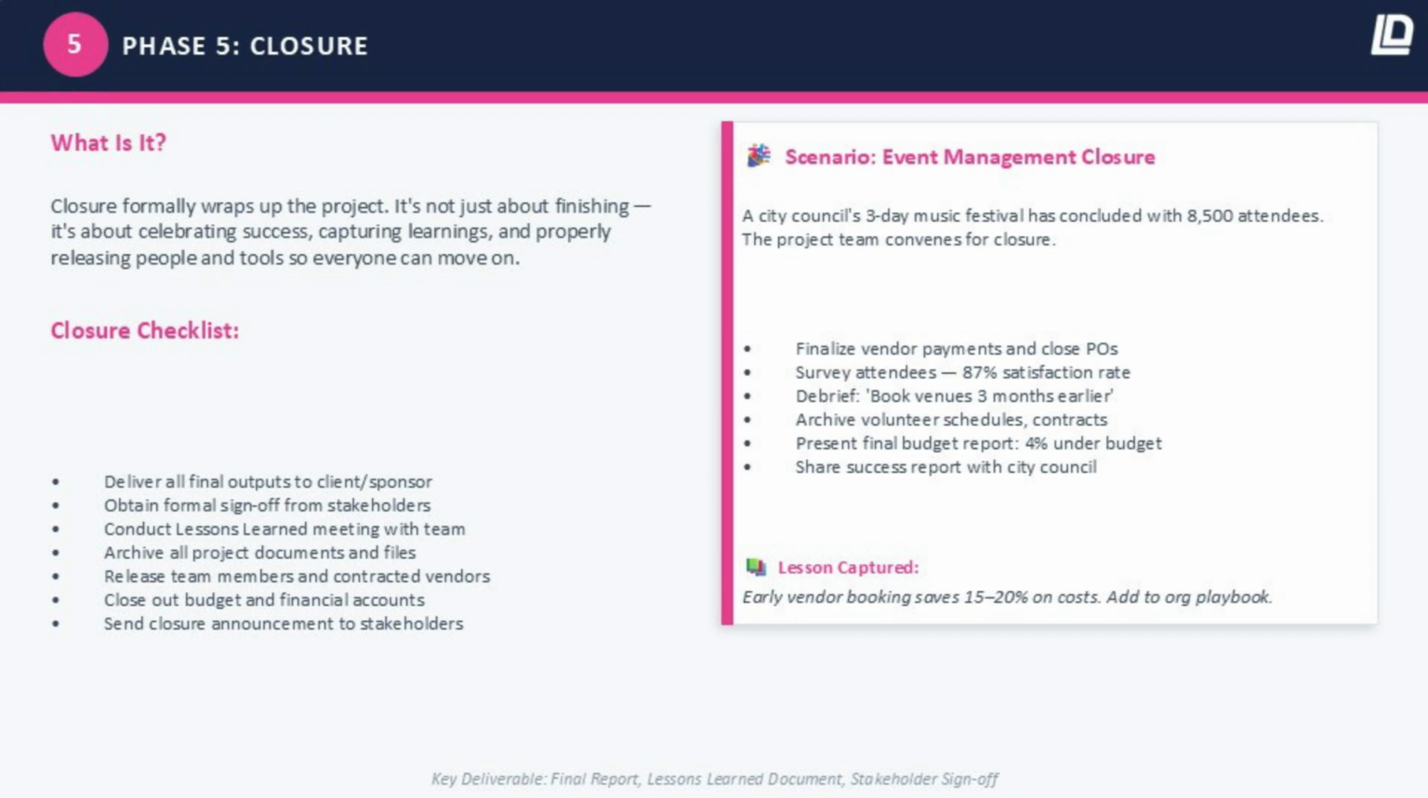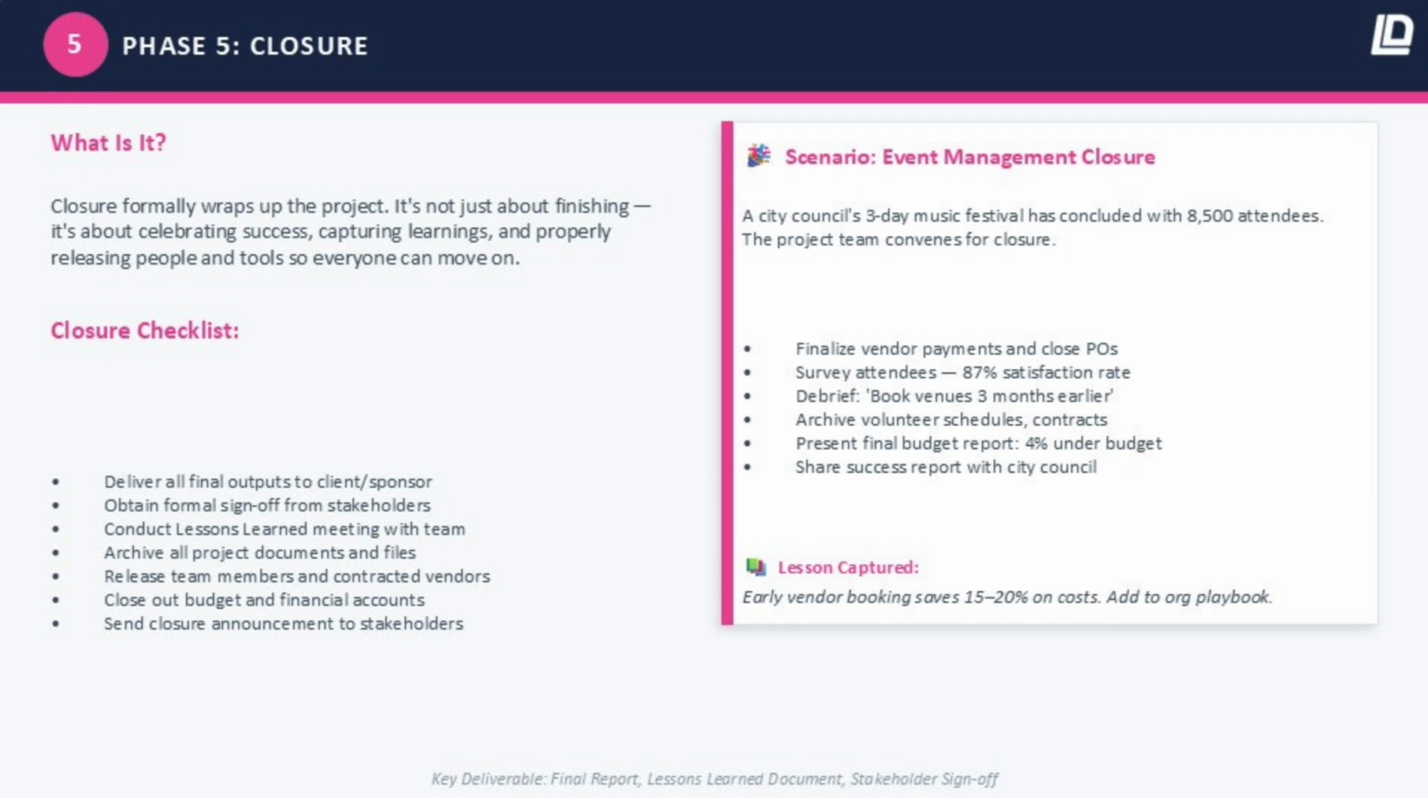Phase 5 is closure, and honestly, this is the phase that most teams skip, rush, or completely neglect. And that's a shame, because closure done right is what makes your next project better than this one. Closure is not just, "We finished, great, everyone go home." It's the formal, deliberate wrapping up of everything the project touched: deliverables, contracts, documents, people, lessons.